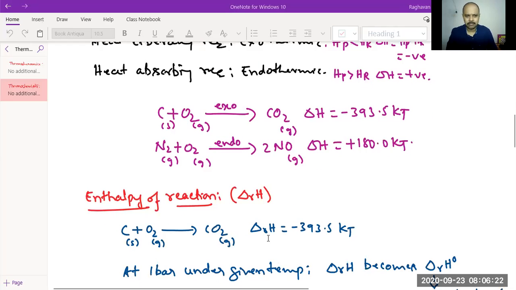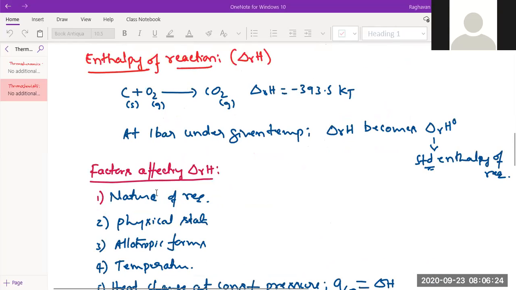Then enthalpy of reaction definition. Write a balanced equation. If the reaction takes place completely as per the balanced equation, whatever the enthalpy change is there, it's called the enthalpy of reaction. At 1 bar pressure under a given temperature, the enthalpy of reaction delta rH is called the standard enthalpy of reaction delta rH°.